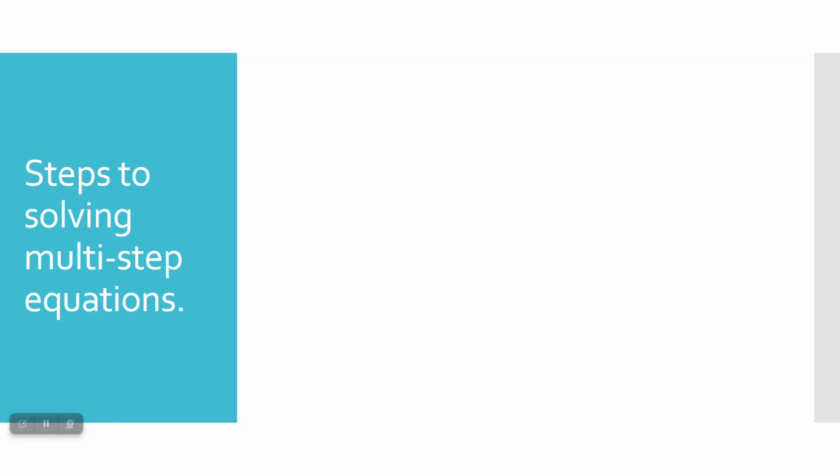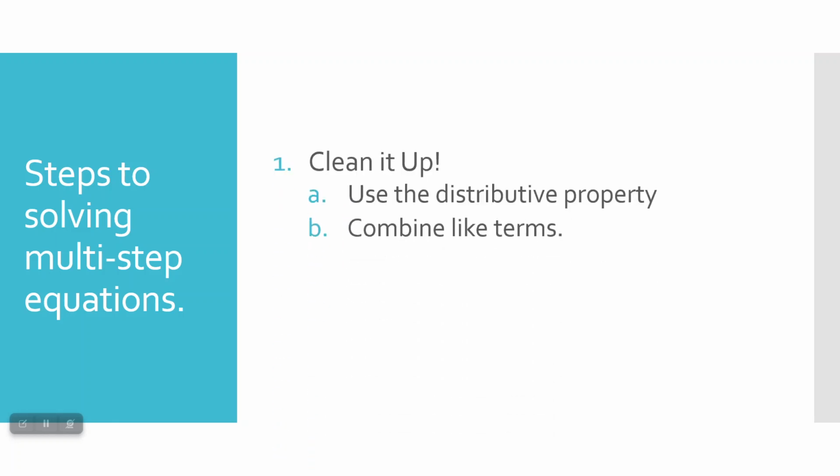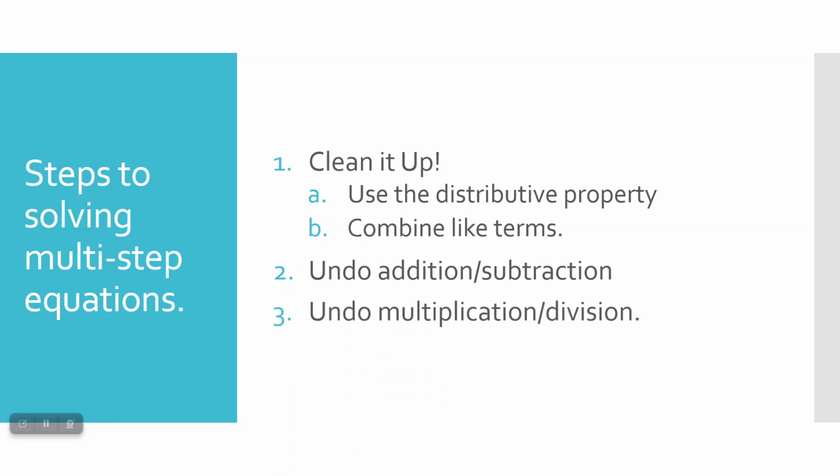So let's remember how we solve multi-step equations. First, we want to clean it up. We want to use the distributive property and/or combine like terms. At this point, we should have a one or two step equation where we can undo addition and subtraction first, and then undo multiplication or division next.